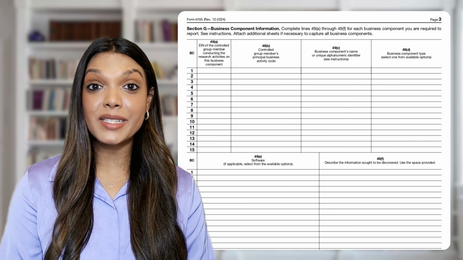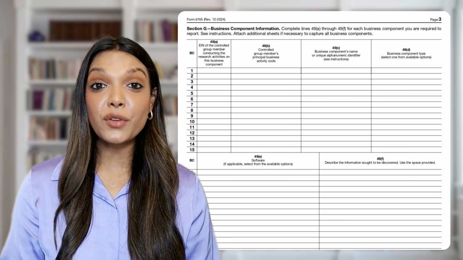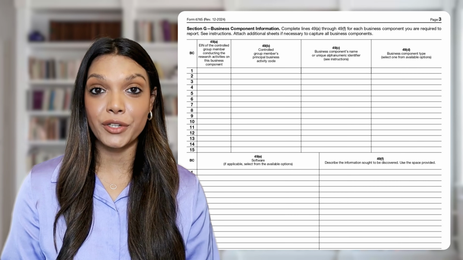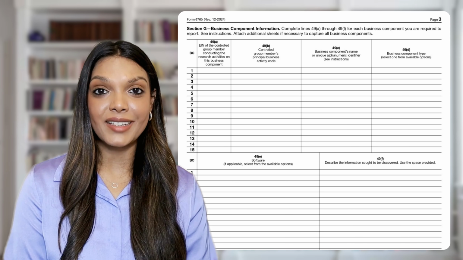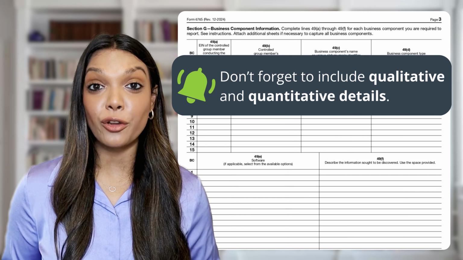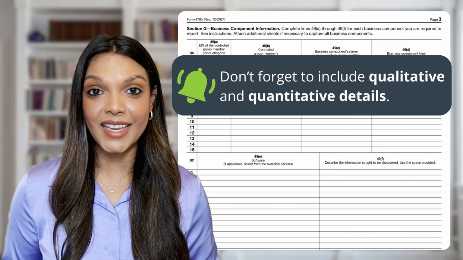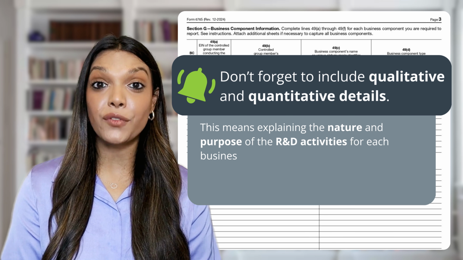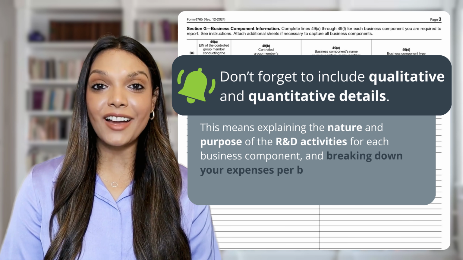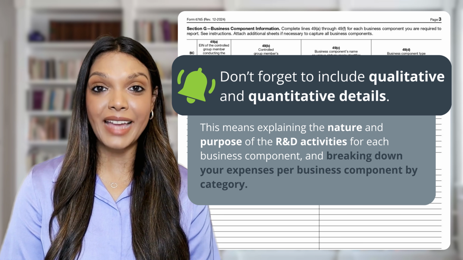Section G, or business component information, is for detailed reporting on each of your business components that contribute to these expenses through descriptions and associated expenses. Don't forget to include qualitative and quantitative details. That means explaining the nature and the purpose of the R&D activities for each business component and breaking down your expenses per business component by category.